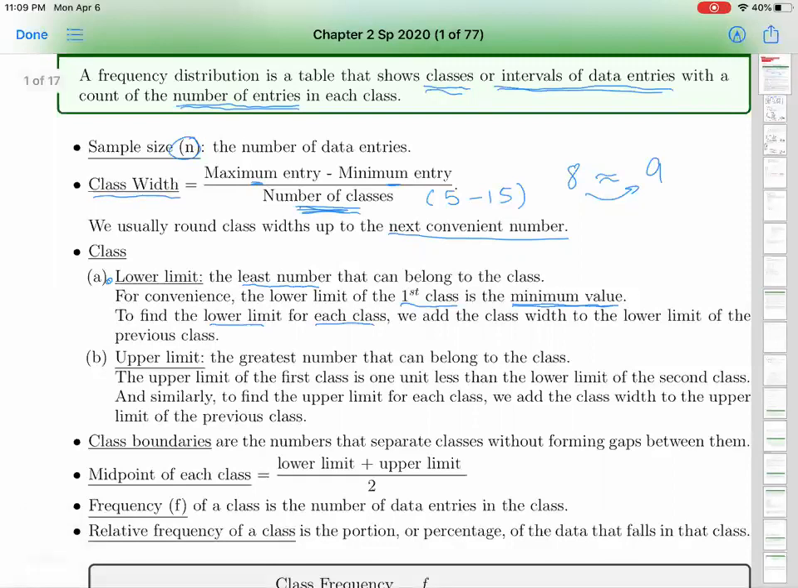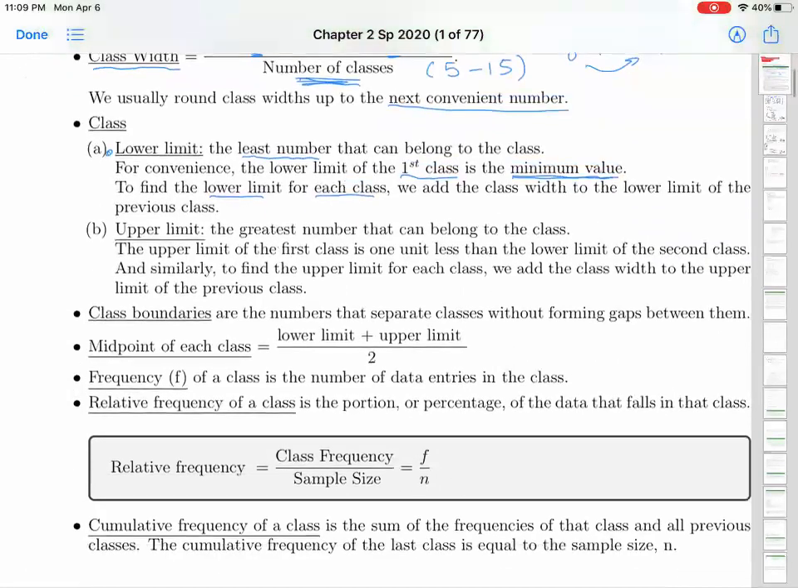All right, and then the upper limit. The upper limit of each class is the greatest number that can belong to the class. To determine the upper limit of the first class, it is 1 unit less than the lower limit of the second class. And similarly, to find the upper limit of each class, we just add the class width to the upper limit of the previous class.